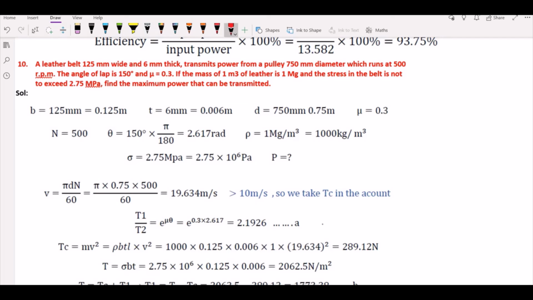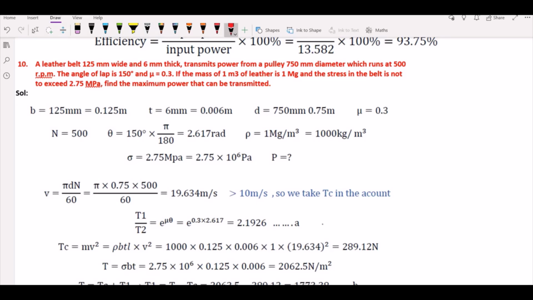If the mass of 1 meter cube of the leather is 1 Mg and the stress in the belt is not to exceed 2.75, find the maximum power that can be transmitted. So this is the problem.